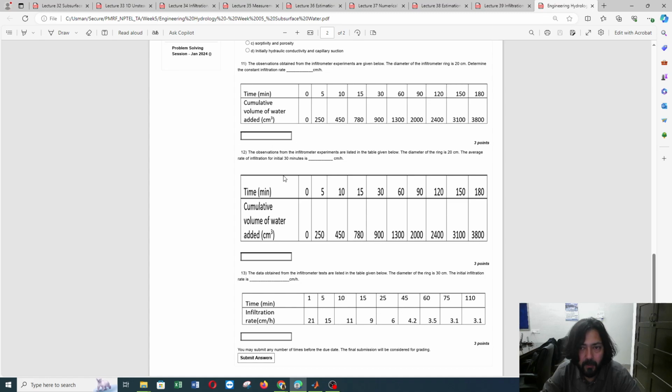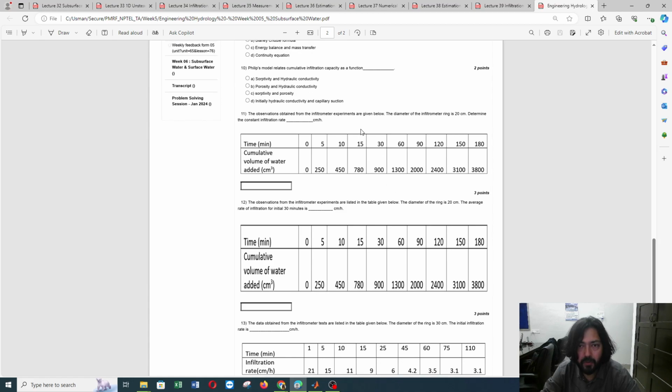So you'll get that value. For the same question, they are also asking us for the average rate of infiltration for the initial 30 minutes. Initial 30 minutes means only up to this point they are asking us to calculate the average rate of infiltration. So we need to take the average of the infiltration rates which we are getting, divide it, and take the average of that.